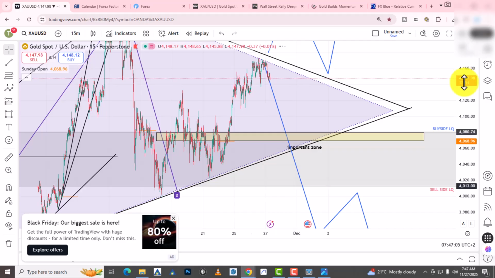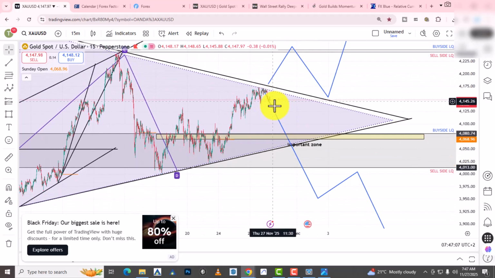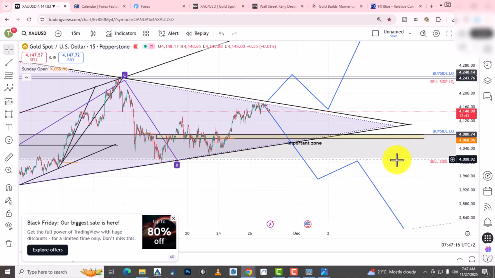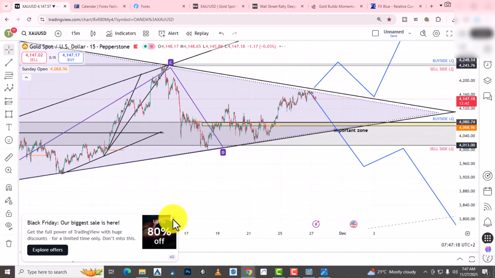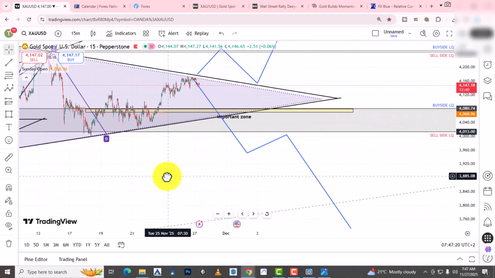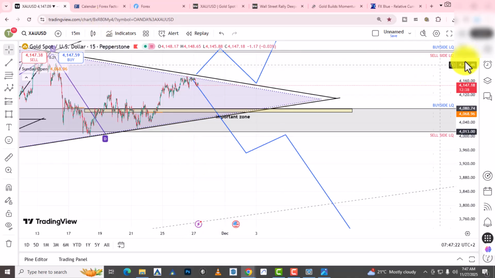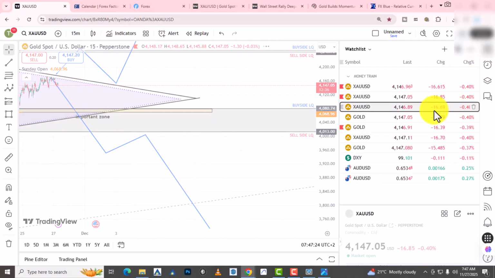My sentiments are on, we are going to take this by Monday, we'll be going up. So today I'm staying out of the market. This is the sentiment of gold currently.